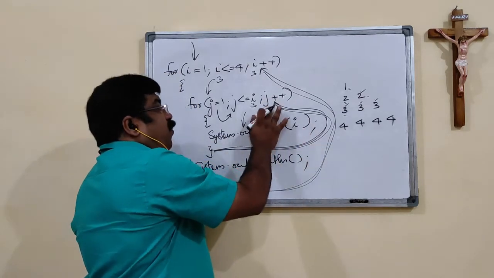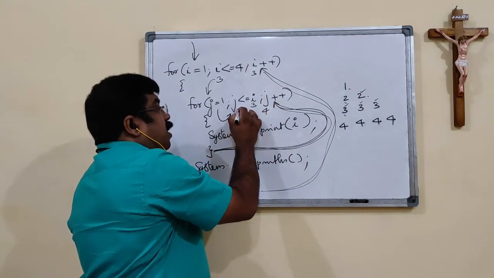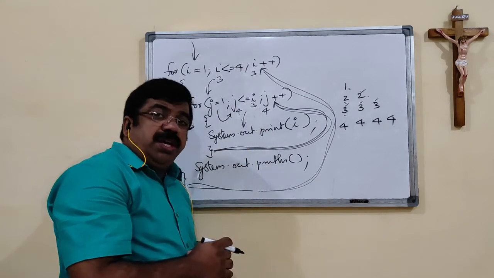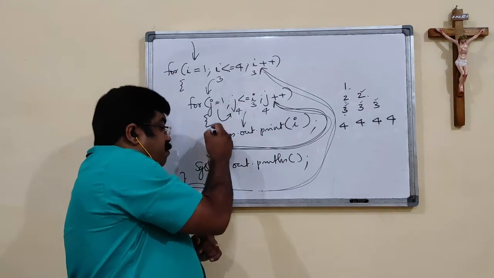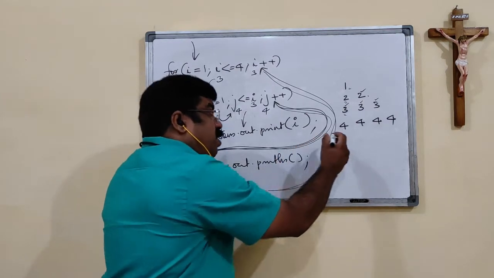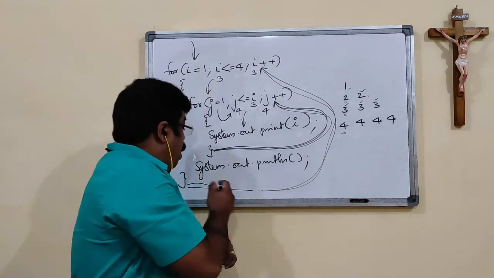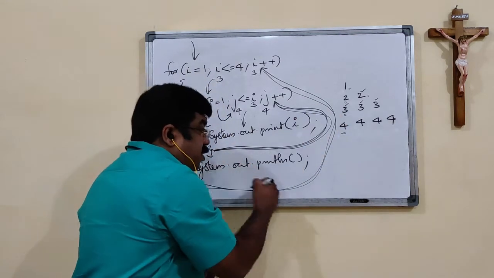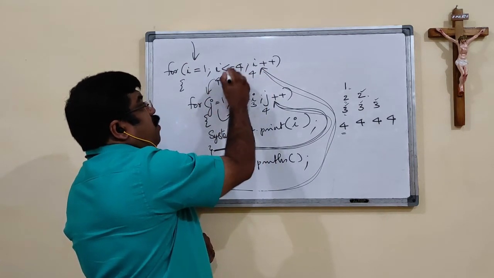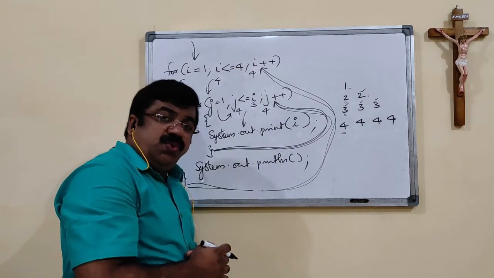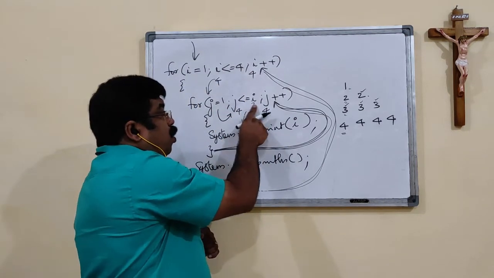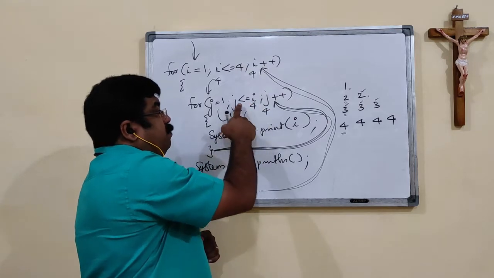Then j gets 4. 4 less than 3 is false. 4 equal to 3 is also false. So we jump out of this loop, and println puts the cursor on the next line. The cursor came here. Now i gets updated. i became 4. 4 less than 4 is false, equal to 4 is true. Again starting from 1, going up to i number of times.